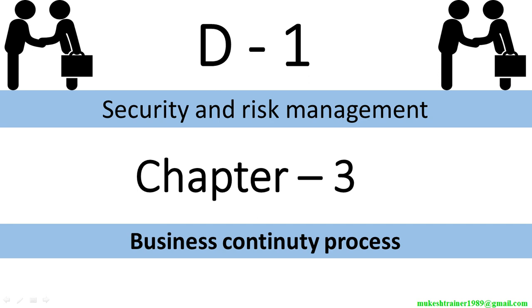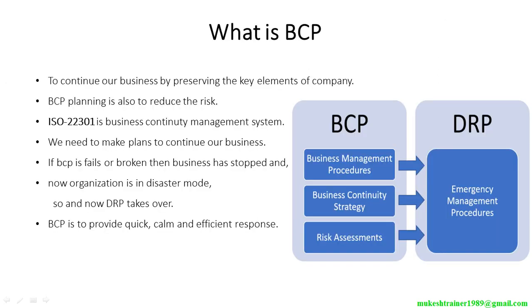This is Domain 1, Security and Risk Management, the third session, Chapter 3: Business Continuity Plan, also called BCP. So what is BCP? BCP is to continue our business by protecting the key elements of a company. So the business continuity plan is also to reduce the risk.